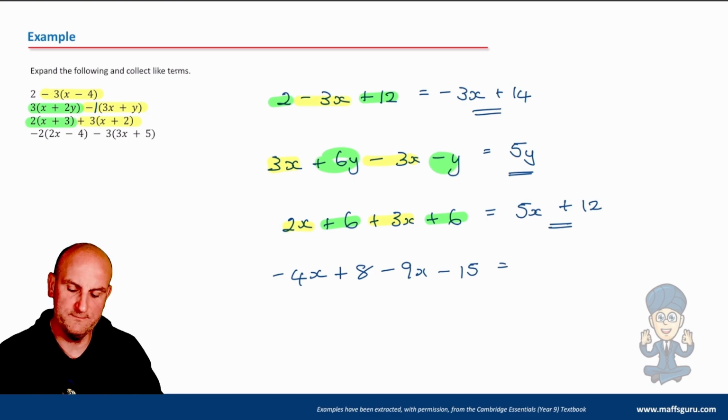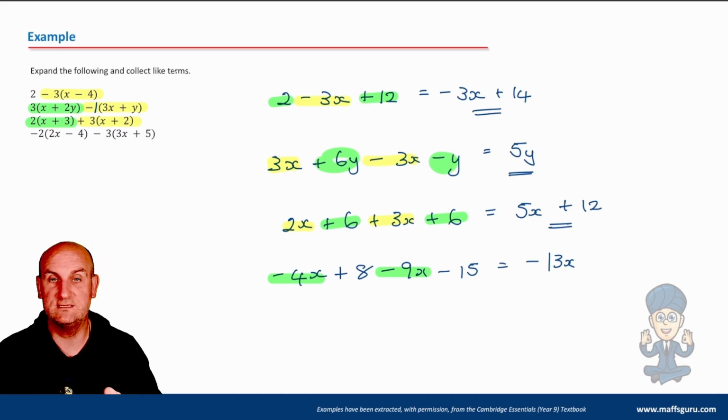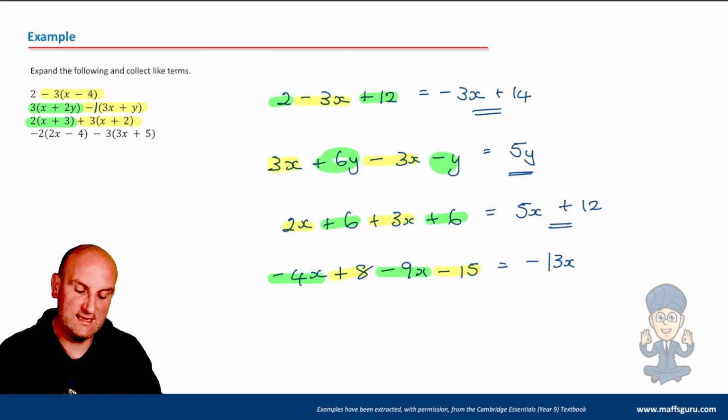Collect like terms. I got minus 4x, minus 9x. Well, I got minus 4, I'm taking another 9 away. Gives me minus 13x. Notice how I always do my x terms first, or my letter terms first. I've got plus 8, minus 15. What's that going to be? Plus 8 minus 15 will give me minus 7.